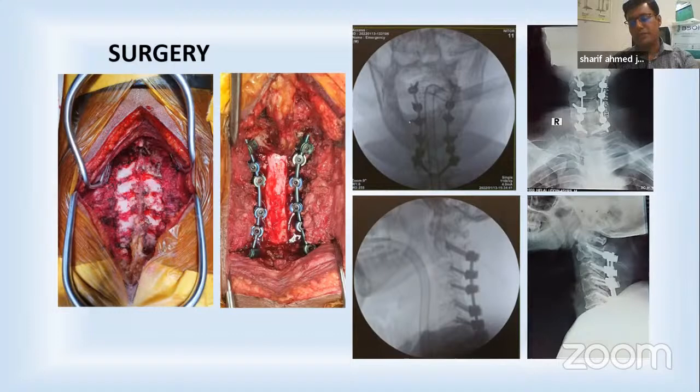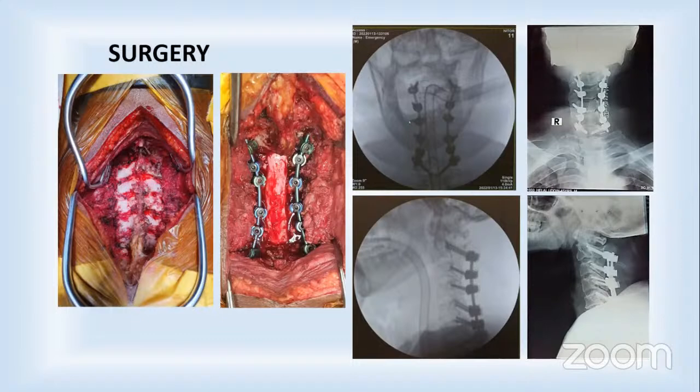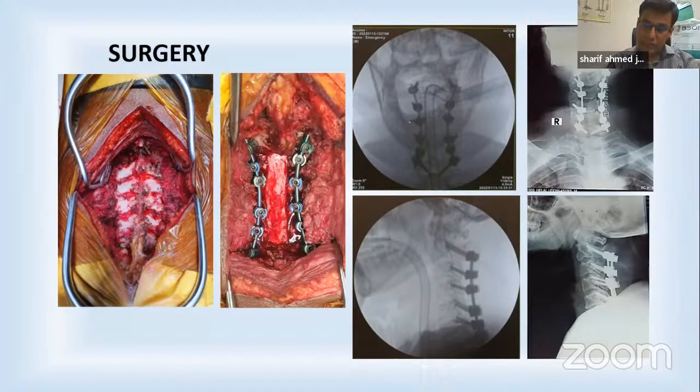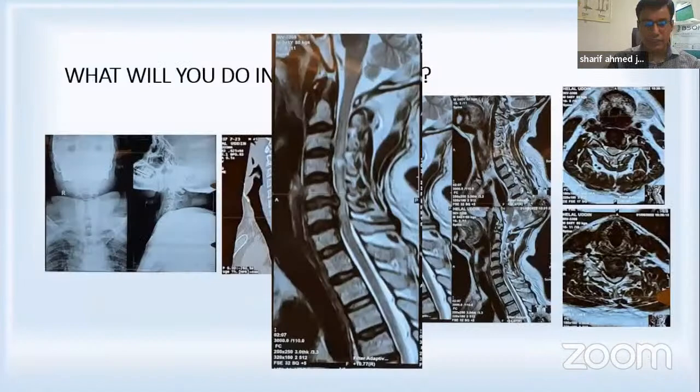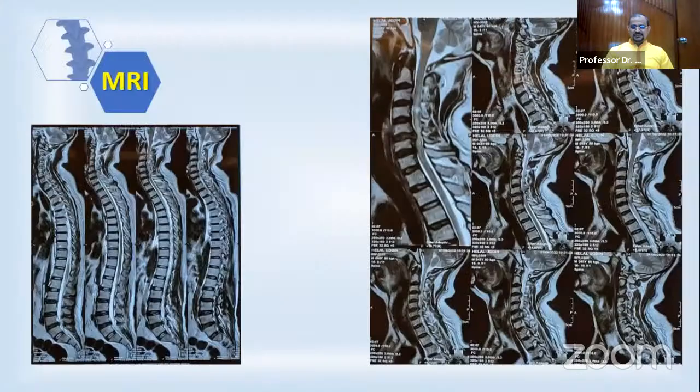Thank you, sir. Dr. Sharif, the faculty is asking whether you would go for the long segment, because C5 and C6 fixation and fusion from the posterior could suffice. If you carefully look at the MRI, there is a compression at the C3, C4 level as well. Can you see? No compression. Just look at this. I think the compression is only at C6 and it is from the anterior side. You just carefully look at this slide.